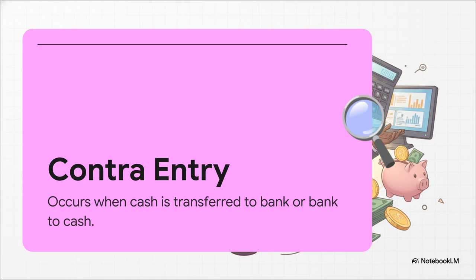It happens when money is simply transferred between your cash in hand and your bank account, or vice versa. The money isn't coming from an outside customer, and it isn't going to an outside supplier. It's staying entirely within your business, just changing locations. And because it leaves one column and enters the other column within the exact same book, it has to be recorded on both sides of the cash book simultaneously.